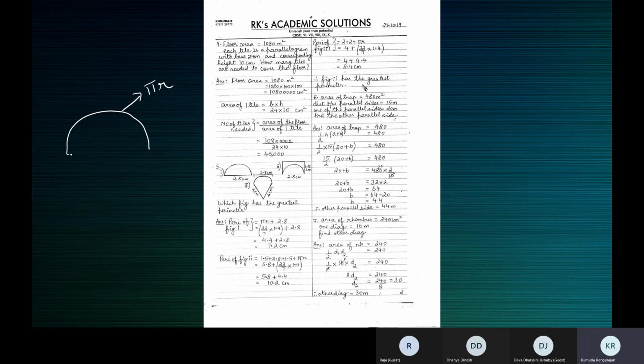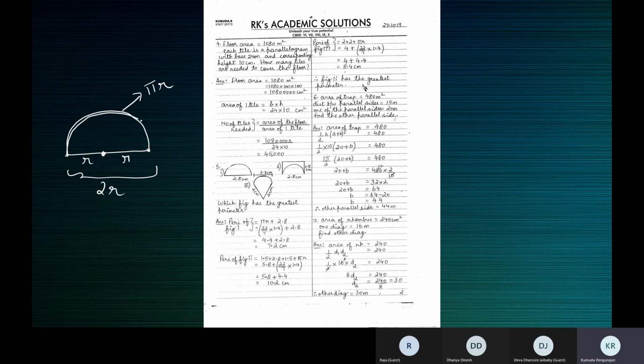What is the length of this line segment attached to the semicircle? 2R, ma'am. 2R or D, because from here to here it's the radius, and from here to here it's the radius. So the length of this line segment, which is the diameter, is 2R.